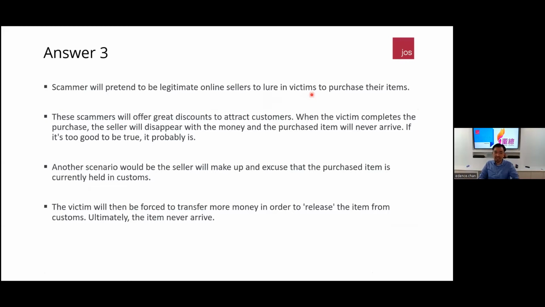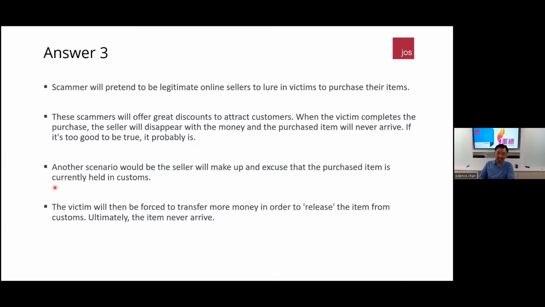So what does the scammer want to do? The scammer wants to offer the item at a lower price to attract the buyer, so that when the buyer completes the purchase, the seller will disappear and the buyer will never receive the goods. So we always say, if it's too good to be true, it's probably too good to be true.